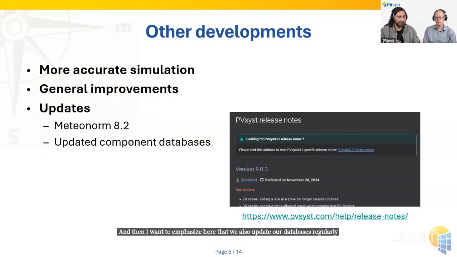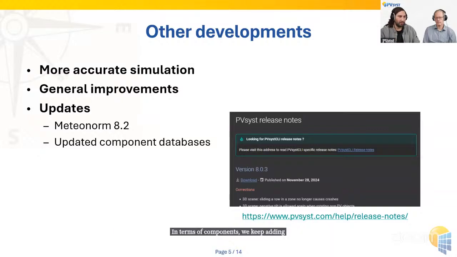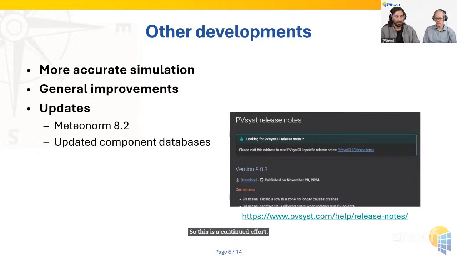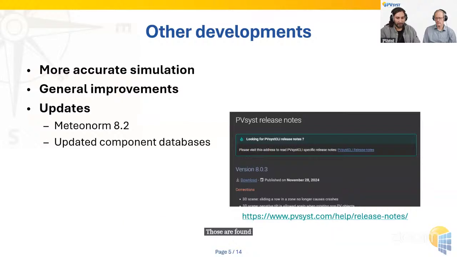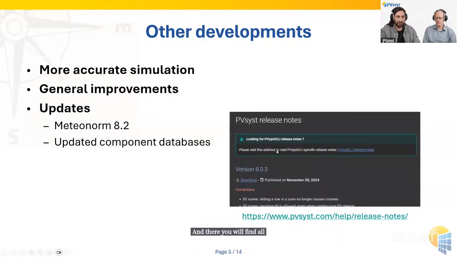So right now, for example, in terms of weather data, we have Meteonorm 8.2. In terms of components, we keep adding more optimizers, more modules, more inverters. So this is a continued effort, and you also have these updates in every other patch. And just if you're interested in the details of all the improvements, of course, you can look at the release notes. Those are found in our new help page that you can find at this address that is shown on the slide. And there you will find all the details about the latest improvements.